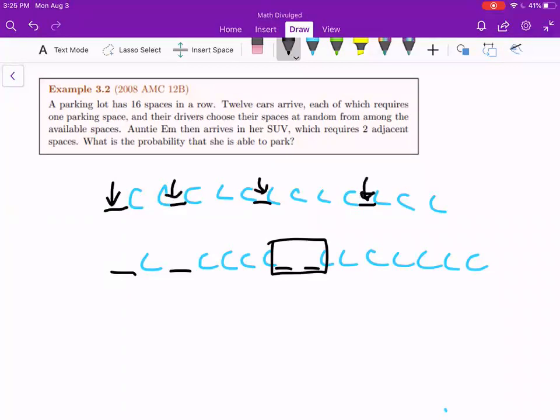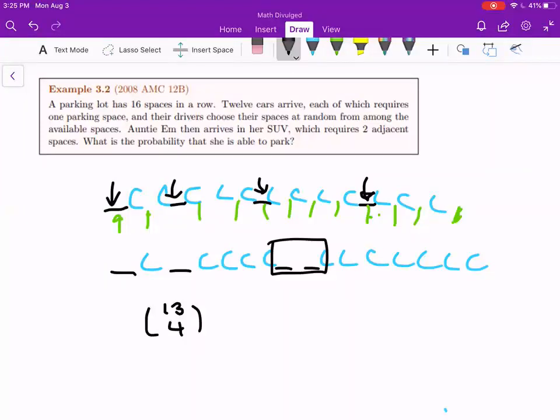In total, there's 13 possible places to place the empty spots, right? There's here, here, here, and so on. That's 13 available spots between the C's and around them, such that you can place an empty spot. Since we want exactly 4 of those filled, the number of ways to fill them is just 13 choose 4. Again, this is the total number of ways that we cannot park her car.